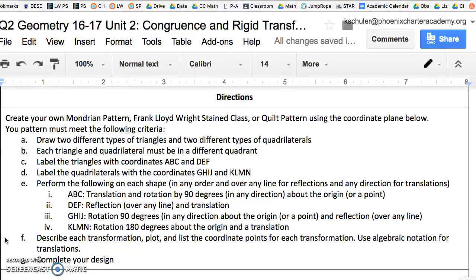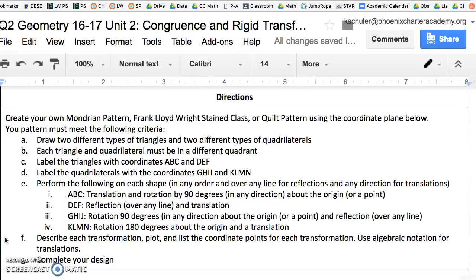Lastly, with your quadrilateral KLMN, you're going to do a 180-degree rotation about the origin and a translation. Or you could do a translation and then do your 180-degree rotation about the origin. For each of these, you're going to describe the transformation, plot and list the coordinate points, use algebraic notation for translations, and finally complete your design.